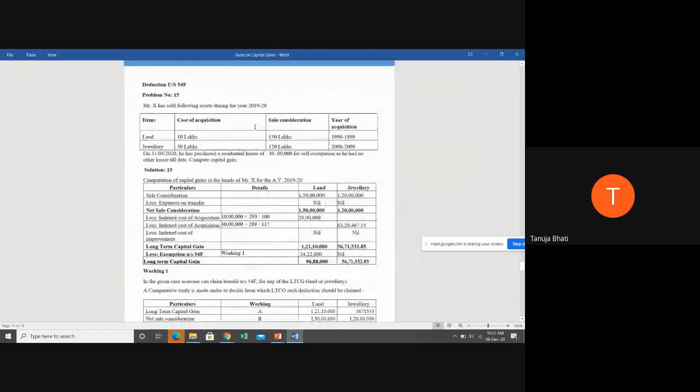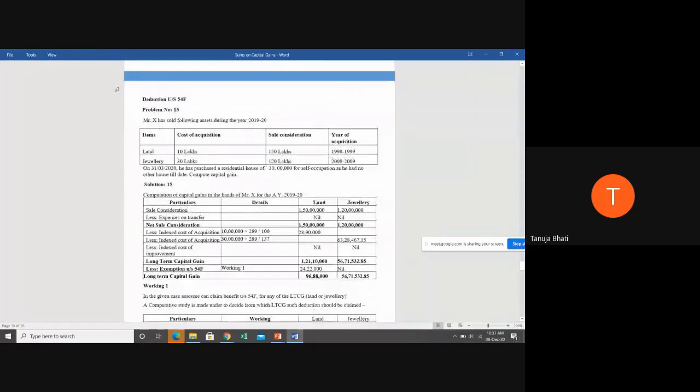Next, again a problem on deduction under section 54F. What does deduction under section 54F say? It says that if you are transferring any asset which is not a residential house, but you're investing in a residential house, you will get the deduction. And what is the amount of deduction you will get? You will compare the cost of the new residential house with the sale consideration. If it is less, you will give a proportionate deduction. If it is more, you will give the entire deduction. So let us see this.